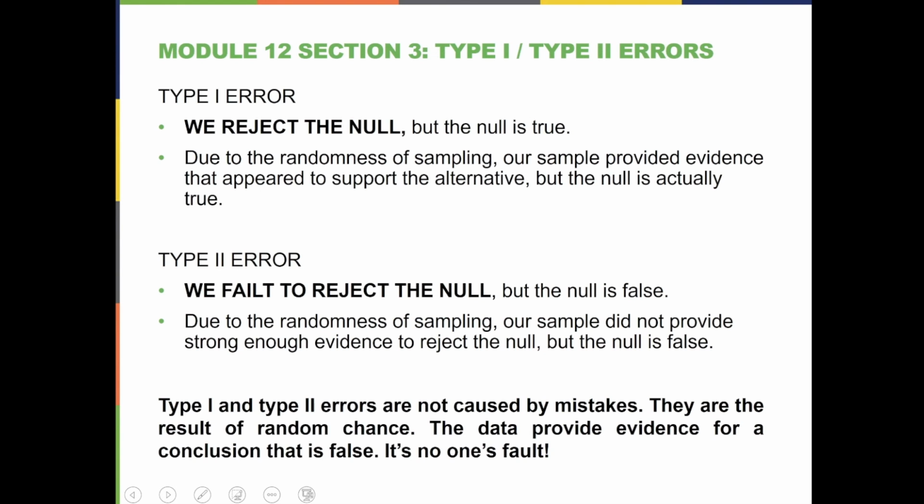Now, it's important to know that a type 1 and type 2 error are not caused by mistakes. They are the results of random chance. We have random sampling to get a sample set of statistics, and that can sometimes create extreme values. So the data provided evidence for a conclusion, but that conclusion is false. It's no one's fault. It's just due to the randomness of sampling.